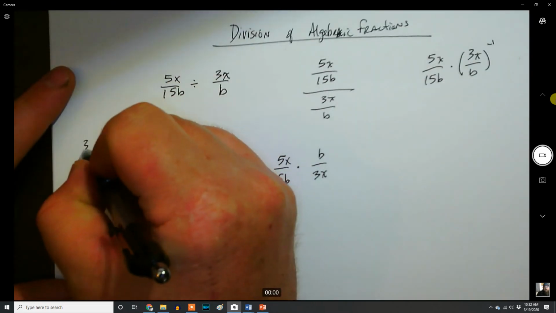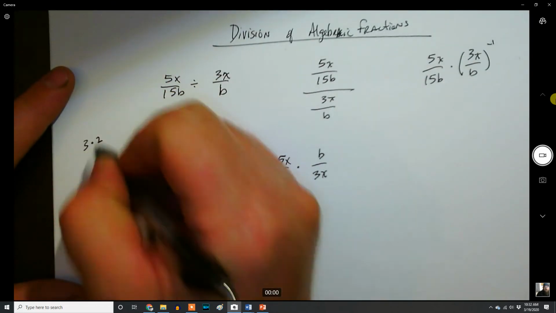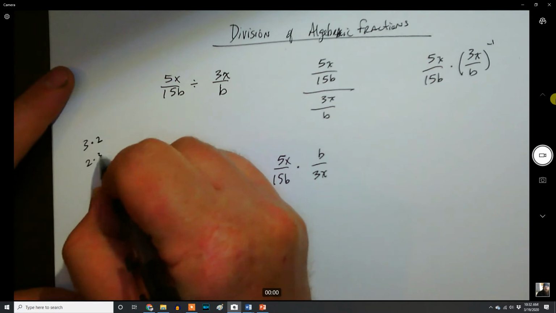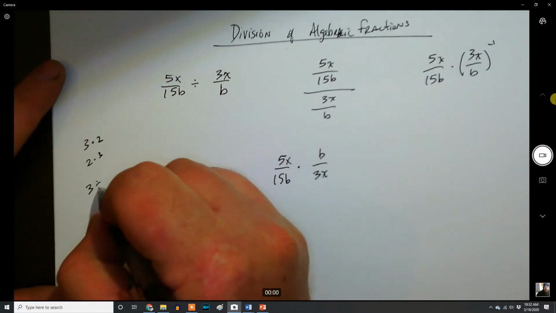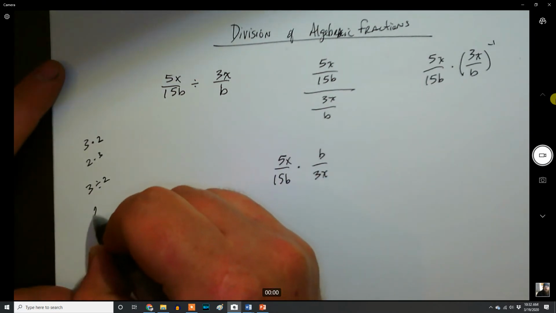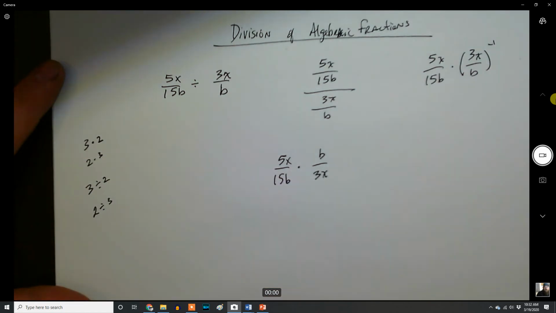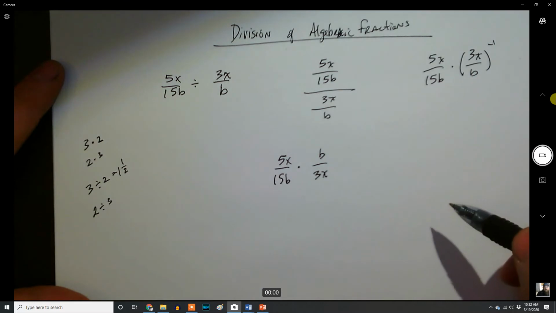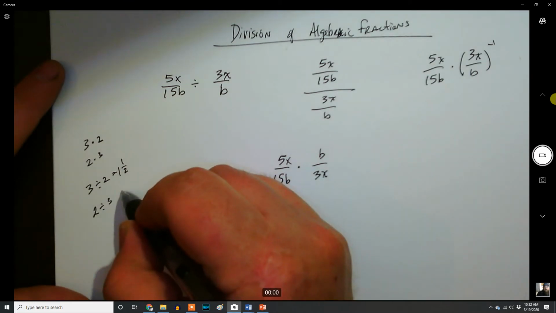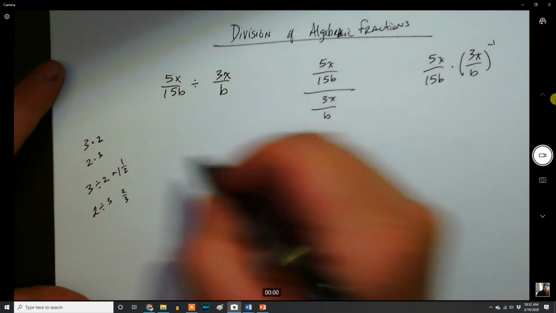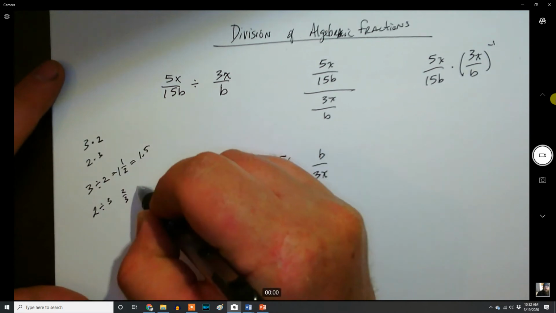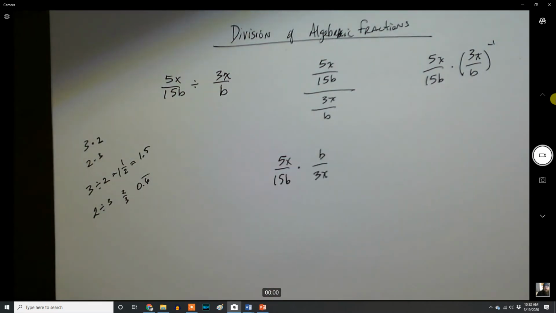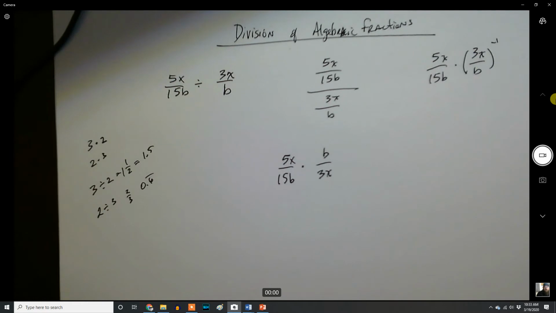But for example, 3 times 2 is the same as 2 times 3. But 3 divided by 2 is not the same as 2 divided by 3. See, 3 divided by 2 is 1.5. 2 divided by 3 is 2/3. This is 1.5 and this is 0.6 repeating, not the same at all. But multiplication, you can switch the order.